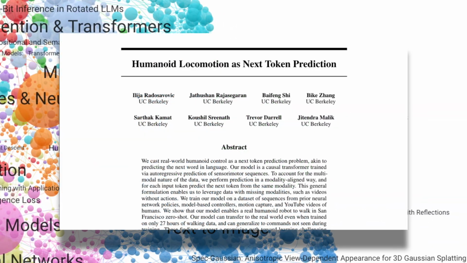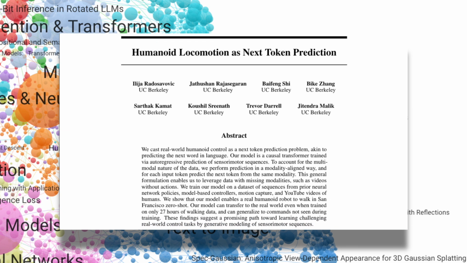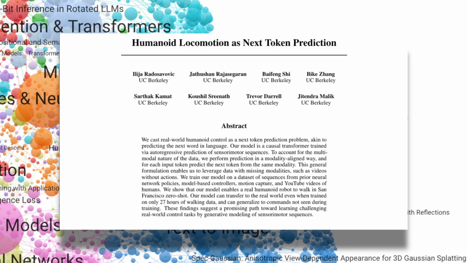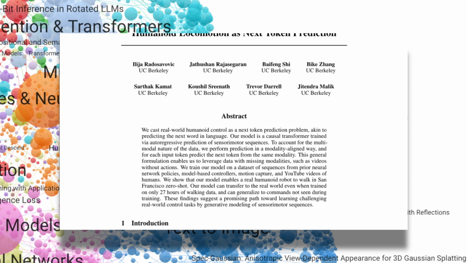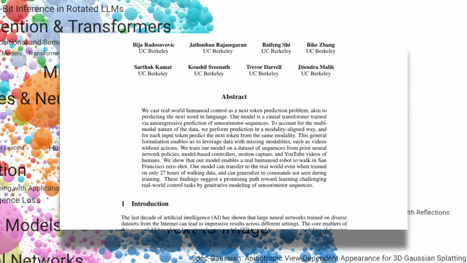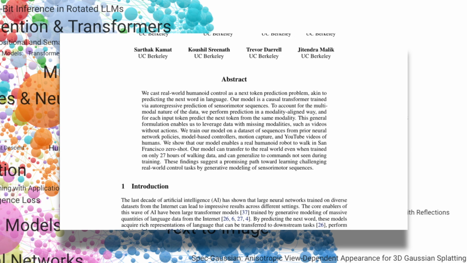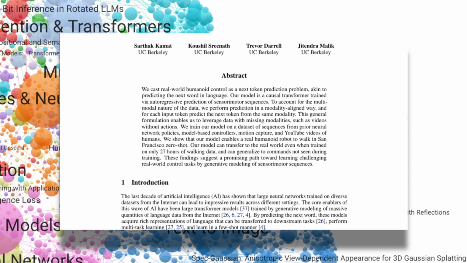A team from UC Berkeley reframed humanoid control as a next token prediction problem, similar to language modeling. Using a causal transformer trained on diverse sensorimotor datasets, including YouTube videos, they enabled a robot to walk in real-world environments, like the streets of San Francisco, zero shot.